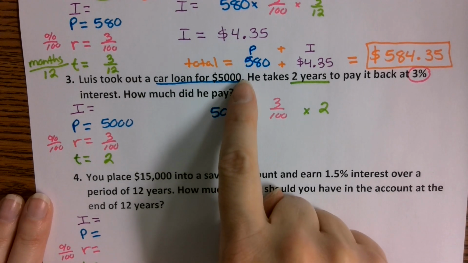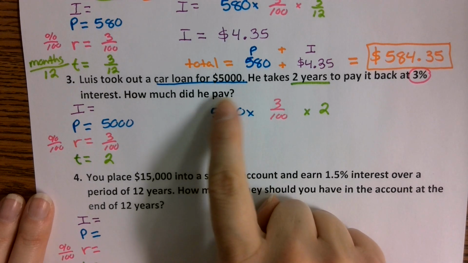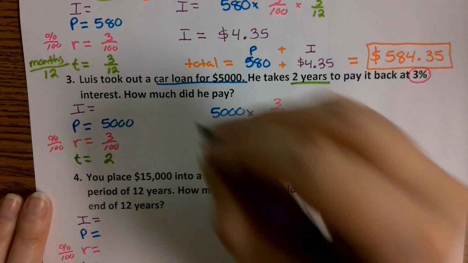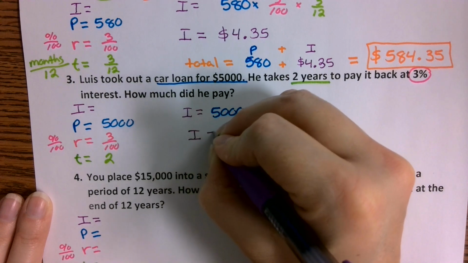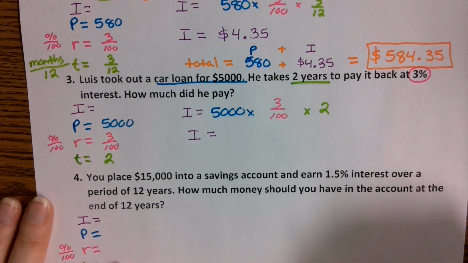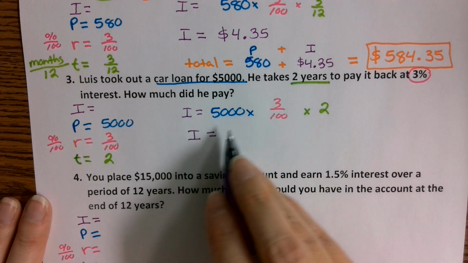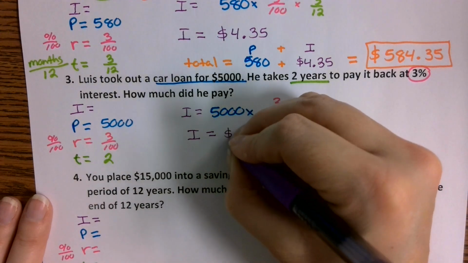Guys, he has to pay back the loan, right? I borrow $5,000 from you. Do you want me to pay you my $5,000 back? Yeah. So I'd have to pay that $5,000 back as well as the interest that you charged me. That's how this works. So yes, we're going to solve for the interest first, but then we have to add that value to the principal to find out how much total he's going to have to pay back. So when we multiply 5,000 times 3 over 100 times 2, that's going to come out to 300.